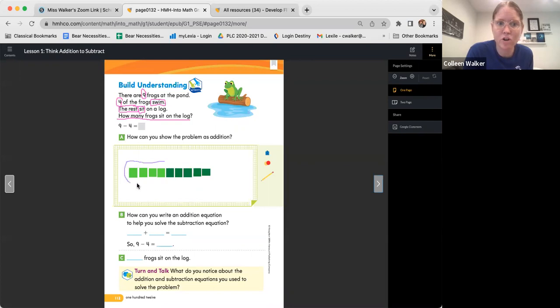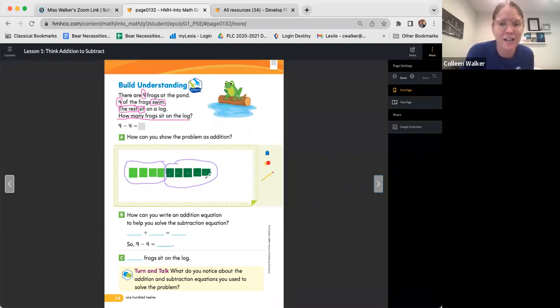Great job, friends. We know that some of these frogs were swimming, so we started by drawing the frogs that were swimming. How many was that? Yes, there were 4 frogs that were swimming. Then the rest of the frogs were sitting on a log, so we did the rest of the frogs right here. How many more did we draw? You want to count with me? 1, 2, 3, 4. Oops, my pen didn't move over. Let's start again. 1, 2, 3, 4, 5. So how many frogs were sitting on the log?